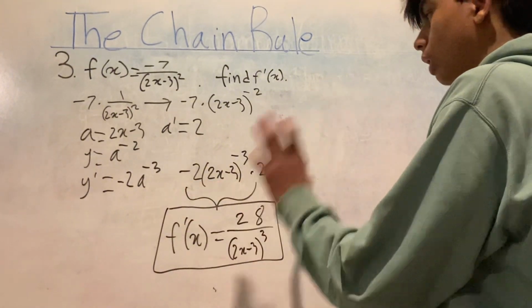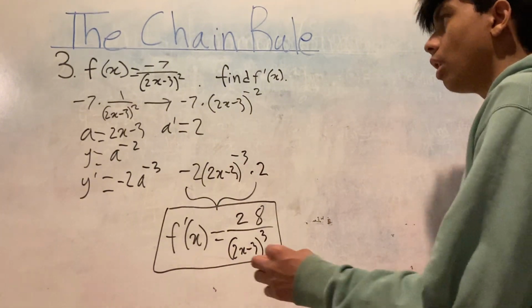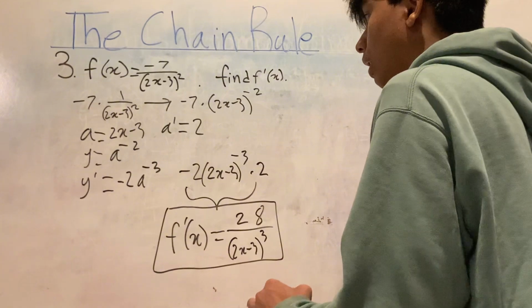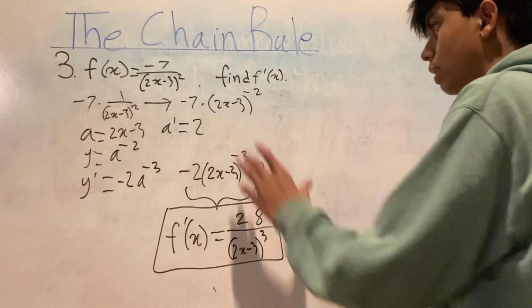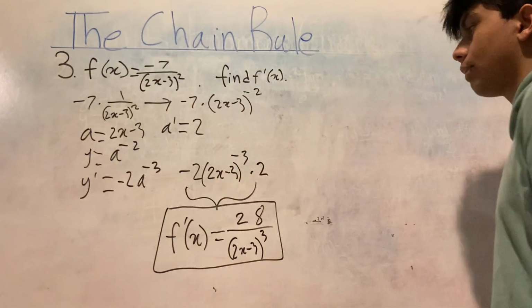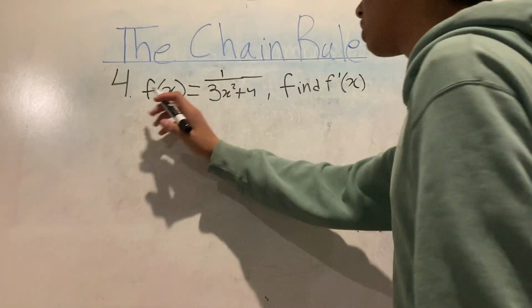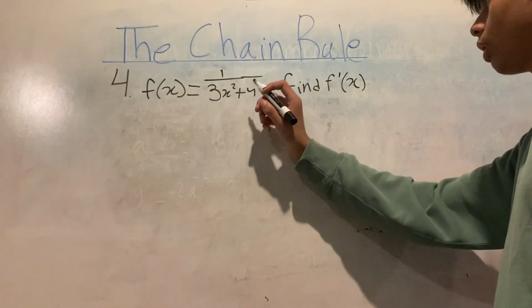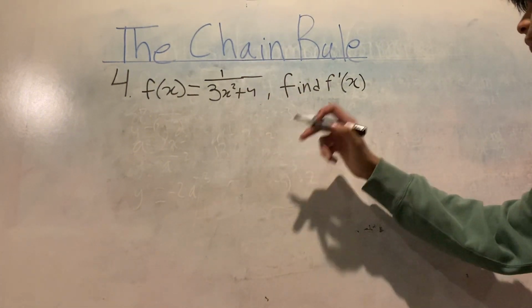So technically you could have done the quotient rule, but then you'd have to do a quotient rule, then the chain rule again, and then simplify again. But here we can just skip to the chain rule and then ignore -7. Okay, question 4 says f of x equals 1 over 3x squared plus 4, and find f prime of x.